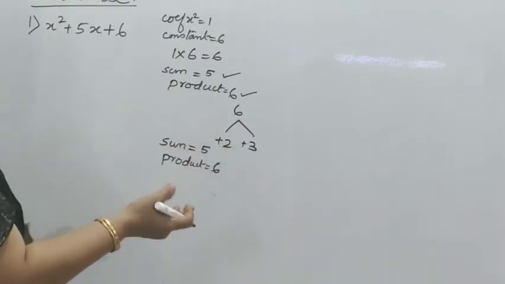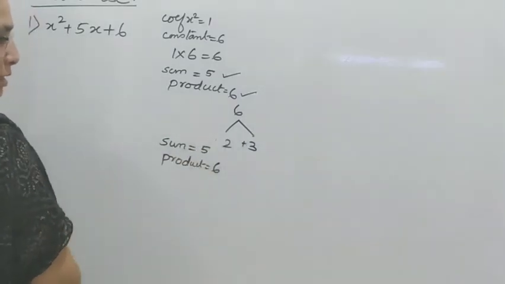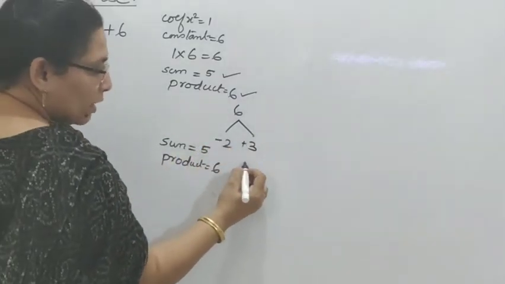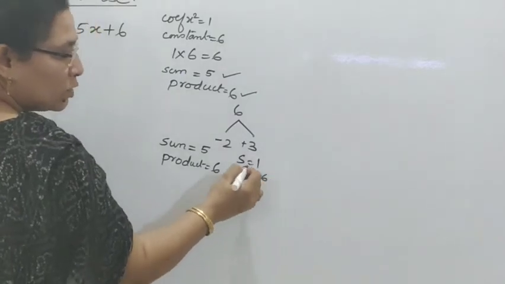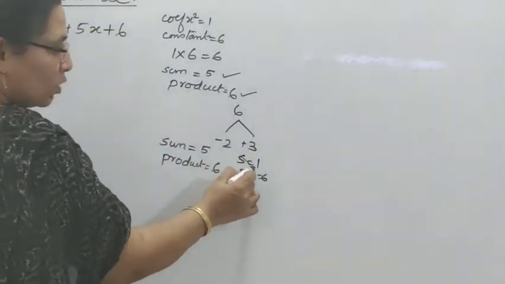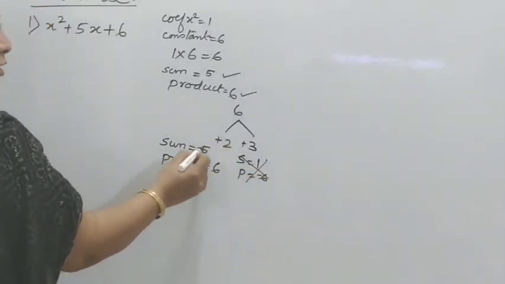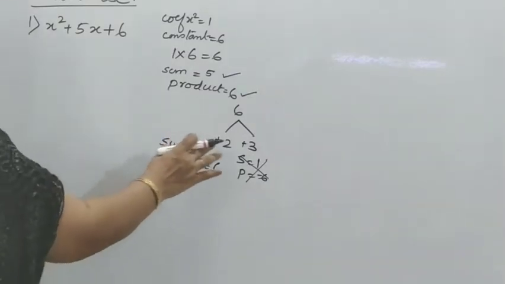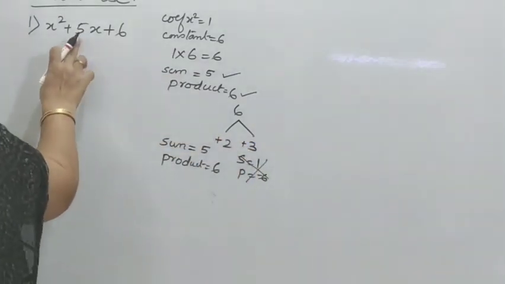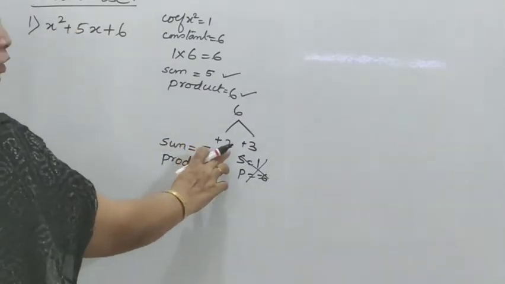Now suppose anybody wants to put a minus, what will happen to our answer? The sum equals 1 and the product equals minus 6, so it is not applicable. Both should be plus, so that we get 5 and 6 respectively as sum and product. Now we have the factors, and 5x is to be split as 2 and 3.